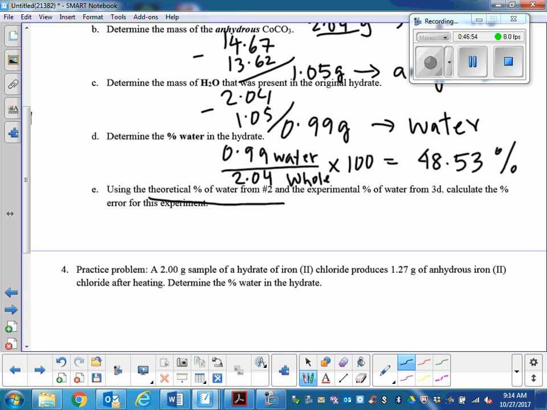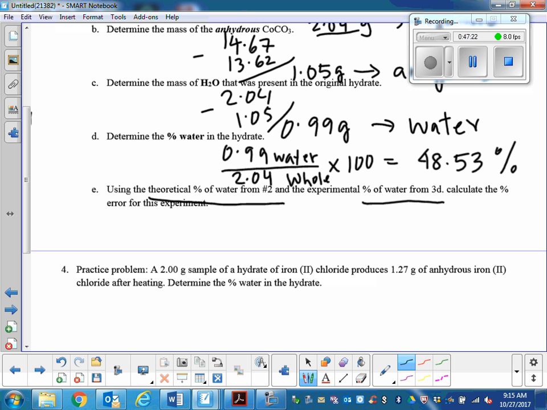Theoretical percent of water from 2, which was, where did we calculate this? Oh, look at them, flipping the page. Awesome. And the experimental percent of water from 3D, calculate the percent error in this experiment. How do we do this? And I need a student volunteer to tell me how it's done.